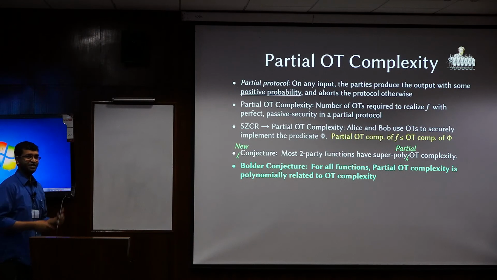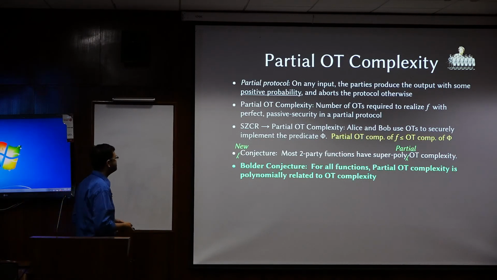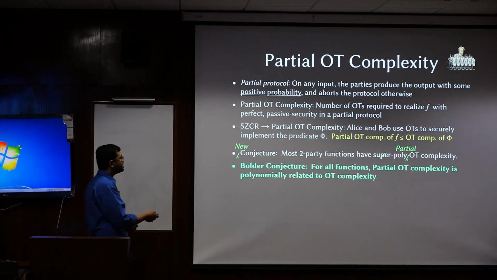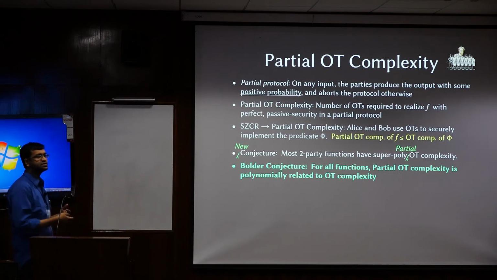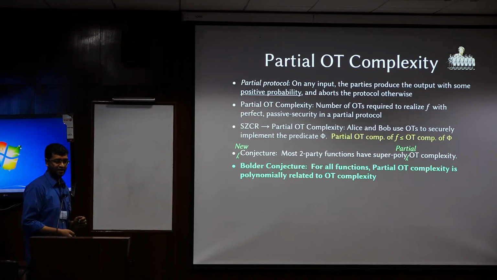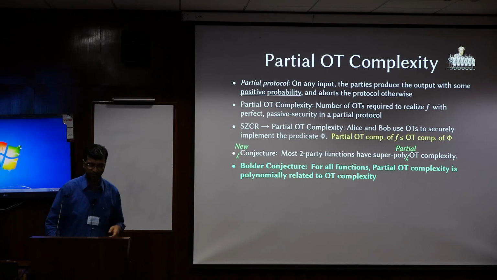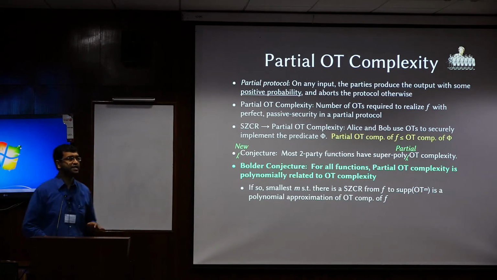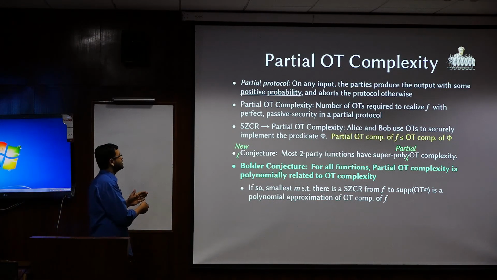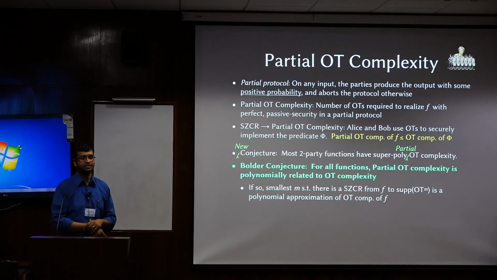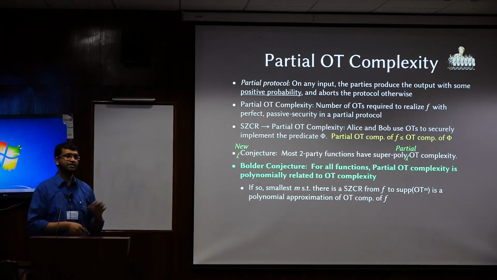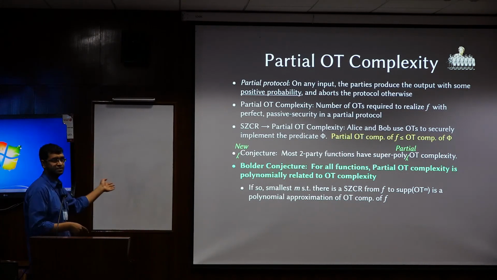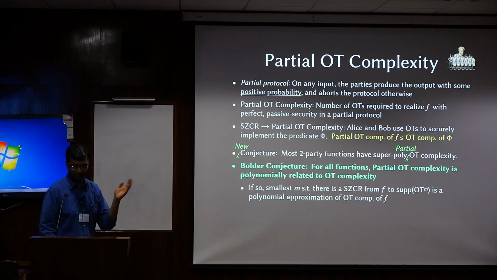But while you are in the business of making conjectures, you could go even further, and say this partial OT complexity cannot be much smaller than OT complexity, that they should be polynomially related. Well, if that is the case, then this route of using these lower bounds to get OT complexity lower bounds is not a bad idea. You're not losing too much by just focusing on these.